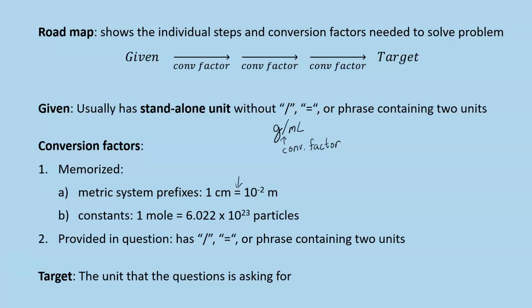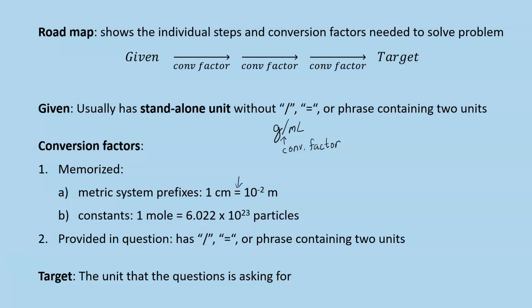Conversion factors could either have to be memorized. Those are your metric system prefixes or your constants, and please check with your instructor so you know what you need to memorize for your class. And then conversion factors can be provided in the question. Again, it's going to be anything that contains the slash, equals, or phrase, because those are not going to be your given units. And then the target is, of course, what the question is asking for.